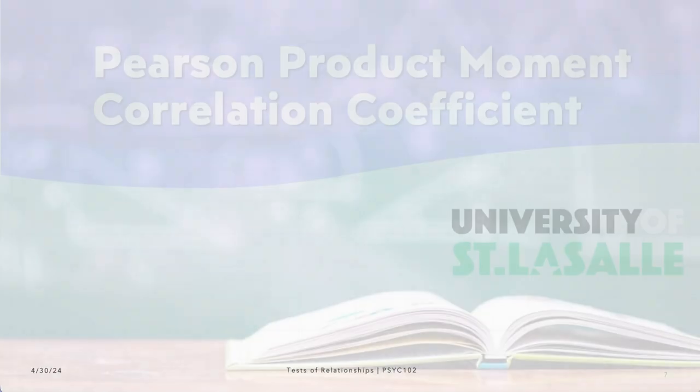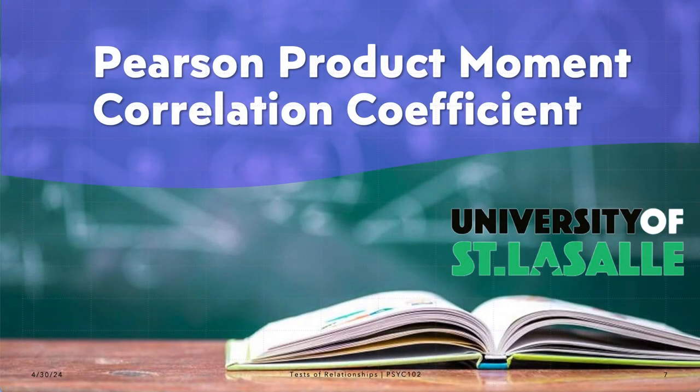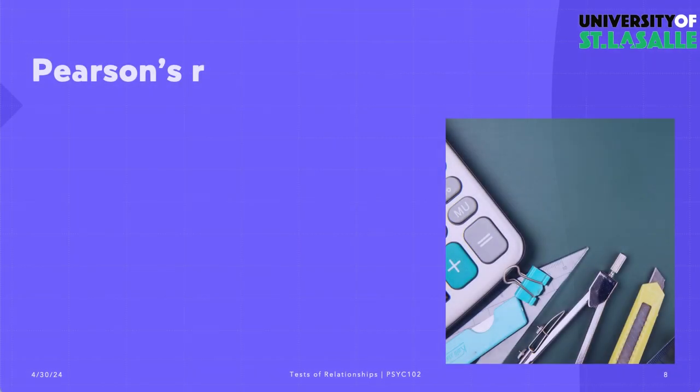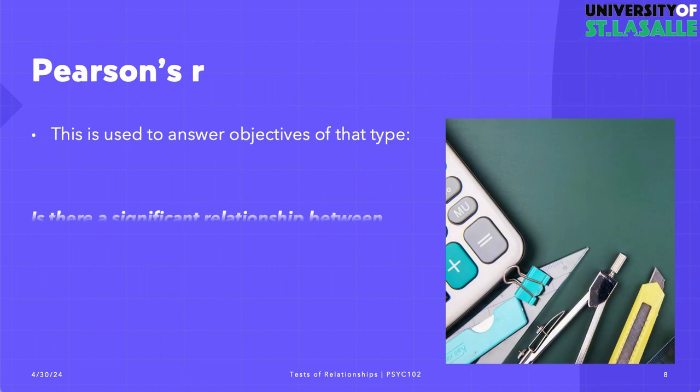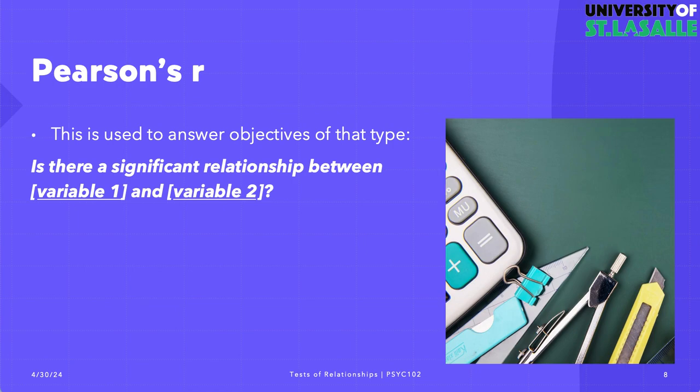So in the last video, we learned the chi-square test of independence. Here, I'm going to present Pearson's R. To start with, let us introduce the test. This is used to answer objectives of this type. Very simply put, if in your statement of the problem, or SOP, you have this specific objective, is there a significant relationship between variable 1 and variable 2? Pearson's R is one of the statistical tools that can answer such objectives.